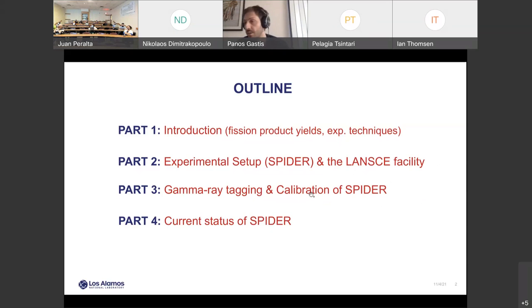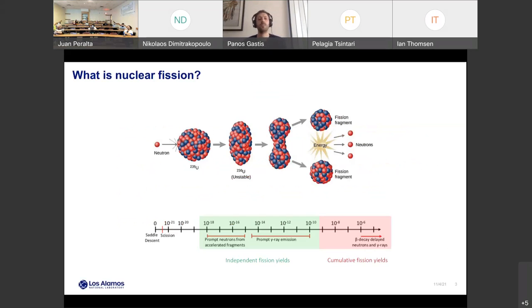It has to do with the calibration of the instrument, which is a technical challenge, as you will see later. And then in the last part, I'm going to show you some general things about the current status of the instrument. So let's start with a first quick introduction about nuclear fission.